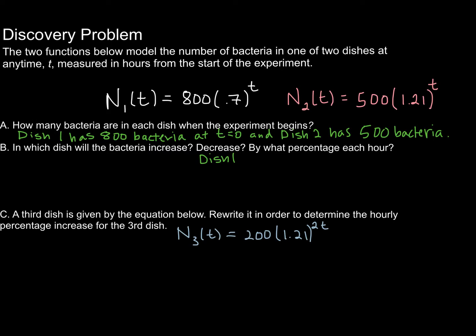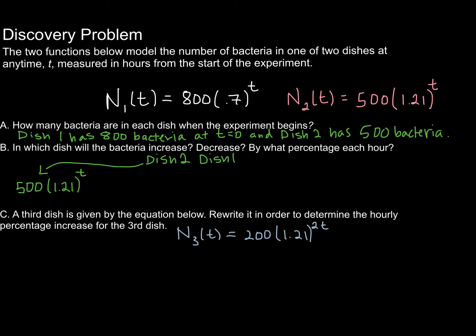And in which dish will the bacteria increase? That would be dish 2, as the base there is greater than 1. And when we multiply by something greater than 1, we are going to increase the value. The question now becomes, by what percentage are we actually increasing or decreasing? Let's start with the increasing. So let's start with dish 2 here. So I'm just going to go ahead and write out the function that gives us the number of bacteria in dish 2.